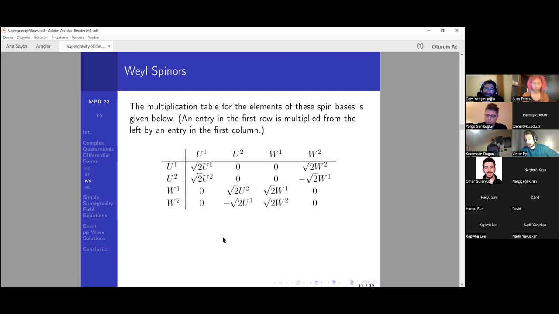I need to give you, just so you can see, the multiplication table of these spin bases. You multiply a column, the first row left by the first entry on the first column, and you get U1. U1 will give you square root of U1, et cetera, et cetera. Why do we use this? Because we will express a lot of things with respect to the product of these.